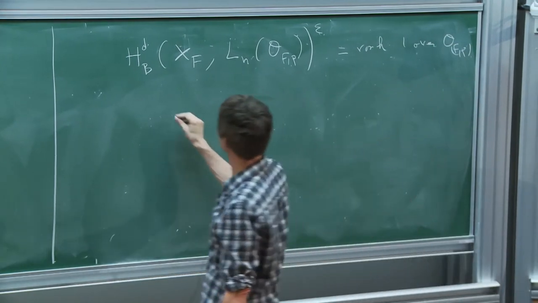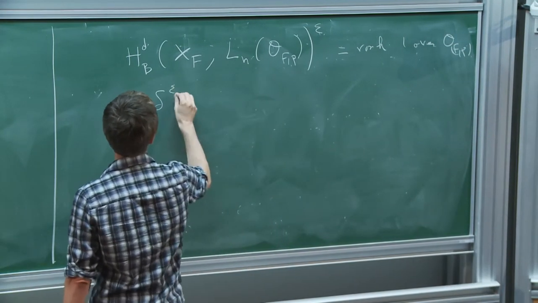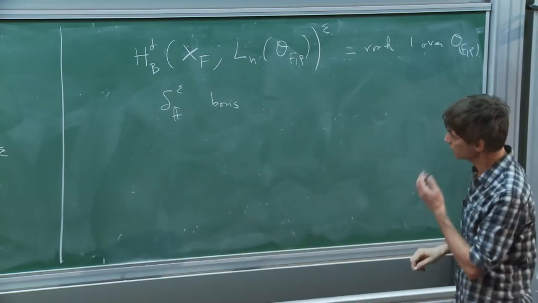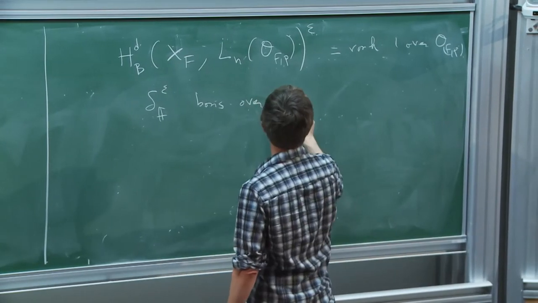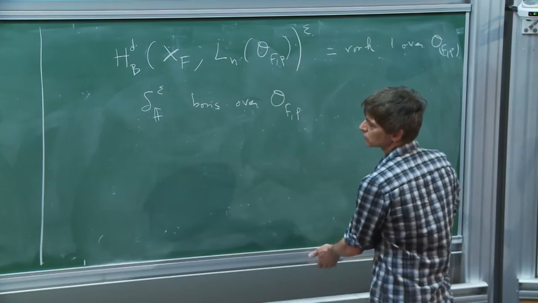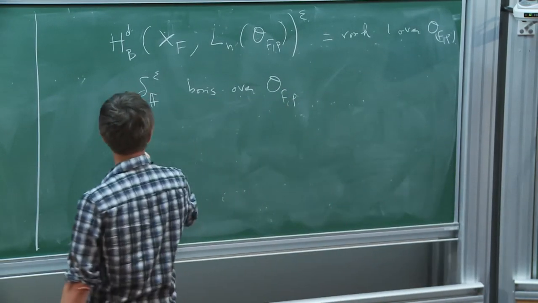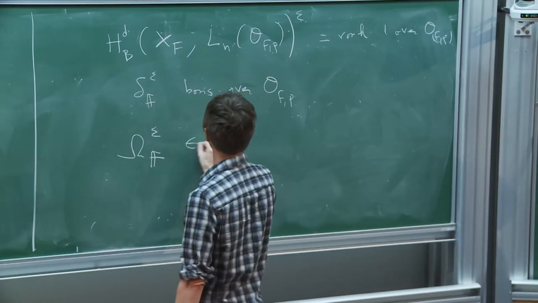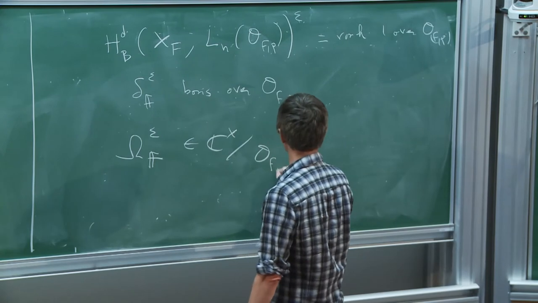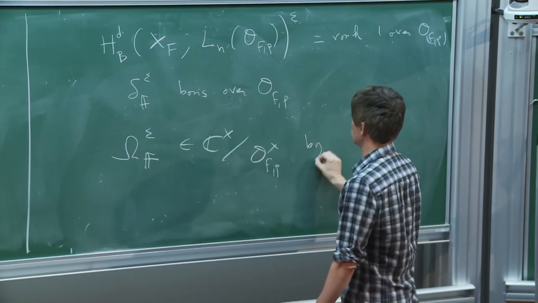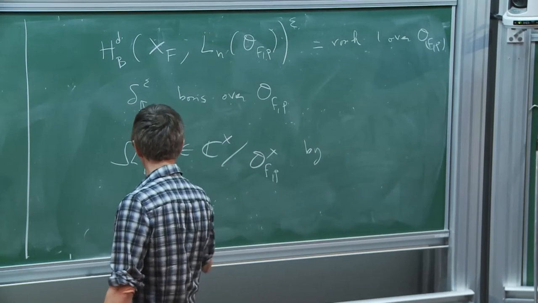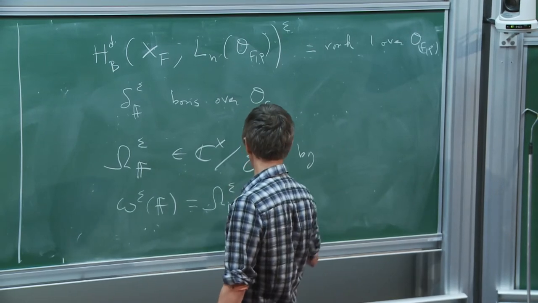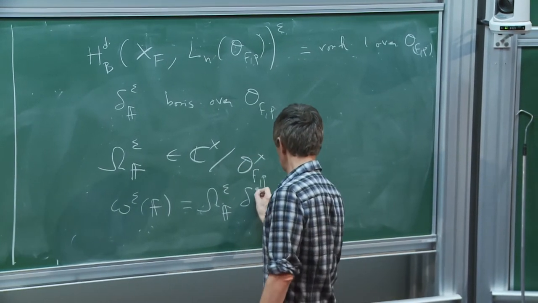And so we can define delta epsilon F, a basis. And so we can define the period Omega F epsilon in C cross, by the formula: Omega epsilon of f is equal to Omega F epsilon times delta epsilon F.